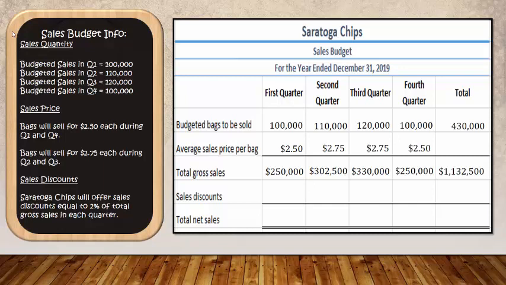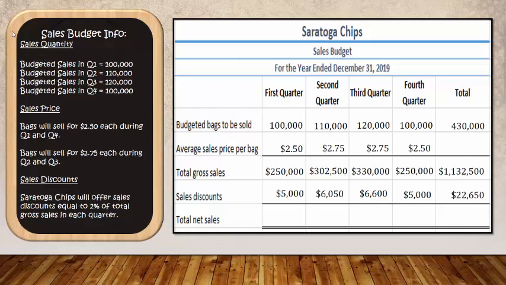For sales discounts, we need to figure out what 2% of our total gross sales is. Well, during the first quarter, we have $250,000 in total gross sales. If we find 2% of that, we come up with a sales discount of $5,000. During the second quarter, we're going to have a sales discount of $6,050. We took the $302,500 in total gross sales from the second quarter, multiplied it by 2%. In the third quarter, we find 2% of our total gross sales of $330,000, which ends up being $6,600. And during the fourth quarter, we take 2% of our $250,000 in proposed total gross sales, which means that our discount again is going to be $5,000.